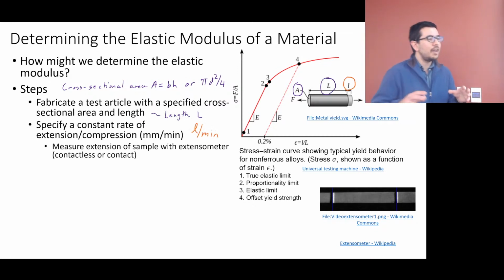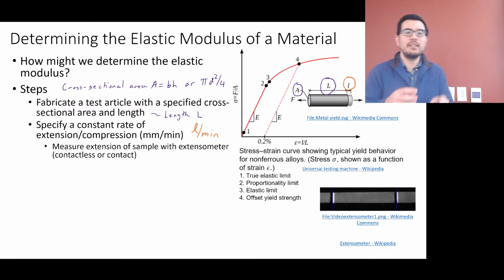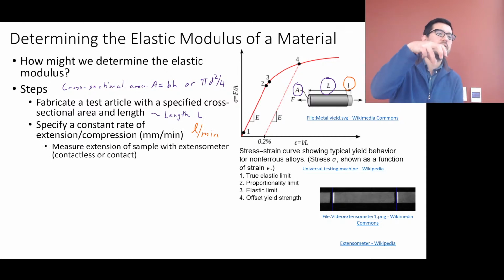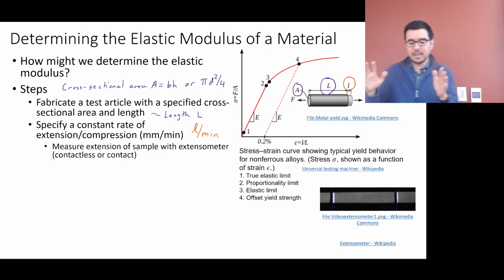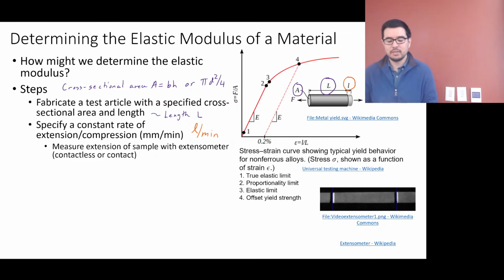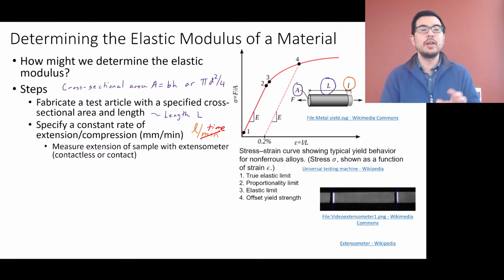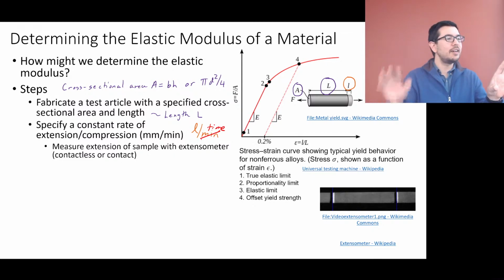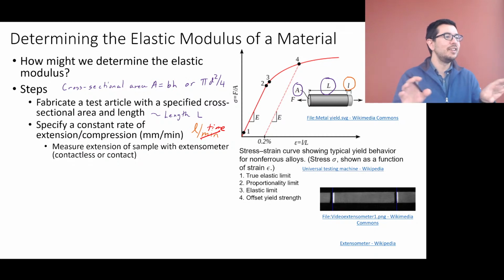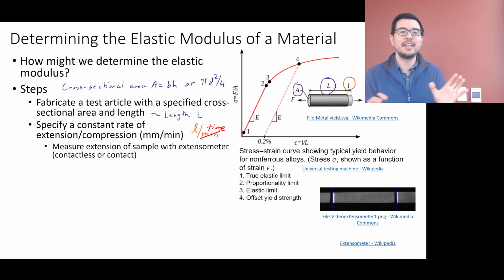Now, next, after I figure out how it's going to fit in the machine, I've got the grips, I can clamp it real nice. We're going to specify a constant rate of extension or compression. So if it's a compressive test, or if it's an extension test, and I put L per minute. That's actually probably not the greatest. Maybe it should be length per time, just so that L is a length and time is a time. Or I could have said something like millimeters per minute. Whatever.